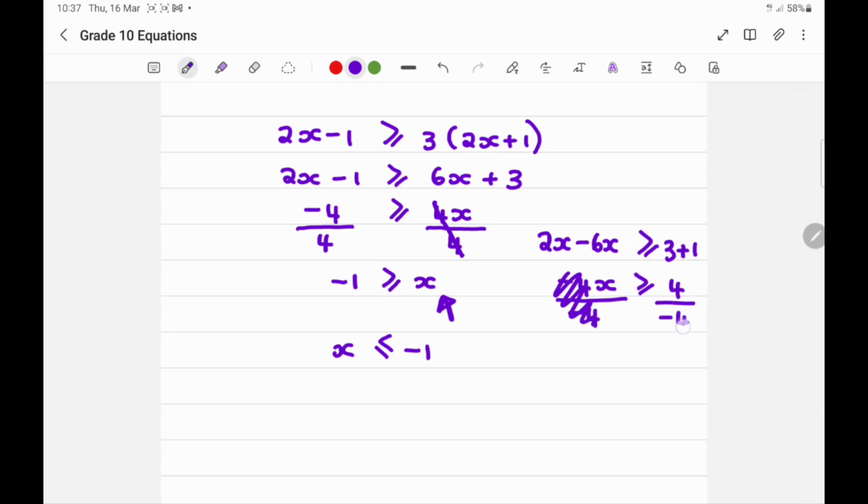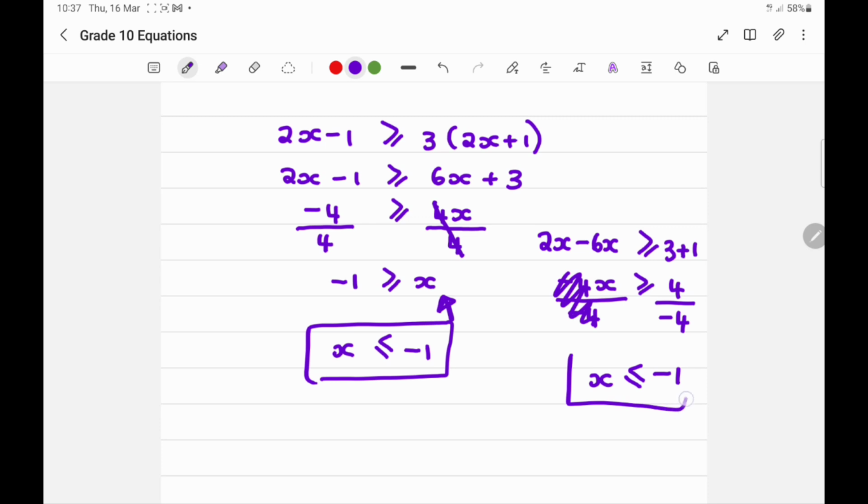What has to happen if I divide away with a negative? My inequality sign has to swap around. And can you see then that I've got the same answer? All right, so that's why it's very important when you divide away with a negative to swap your signs around.